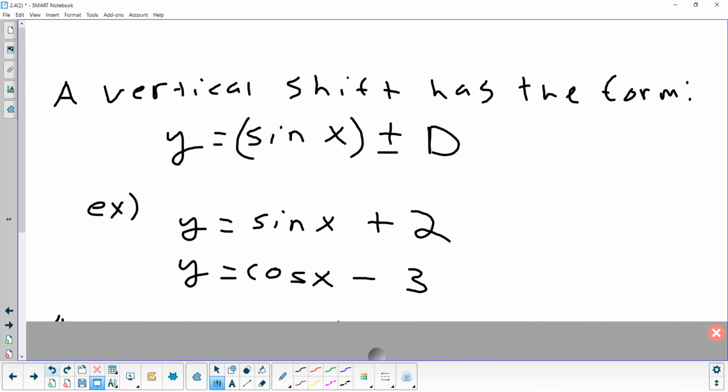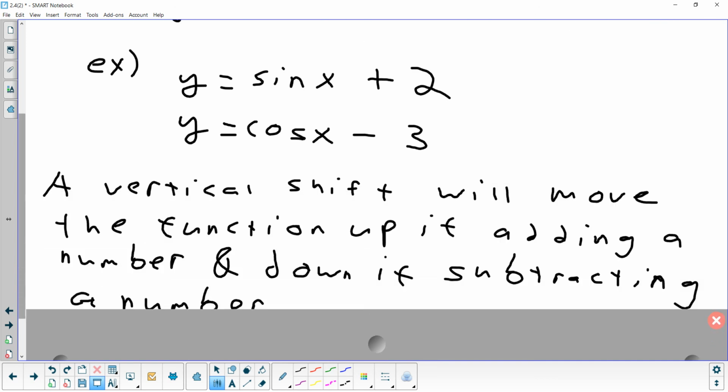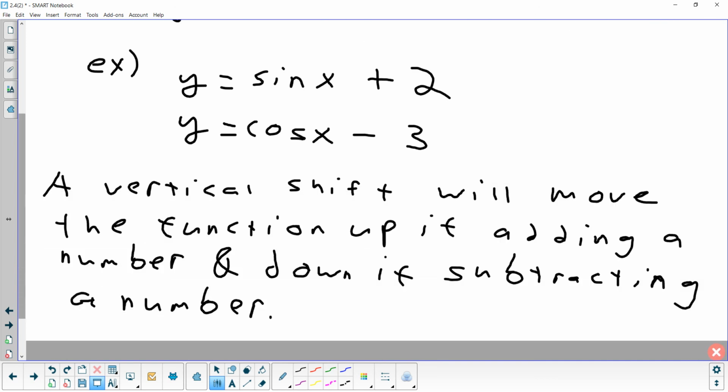There's another example of a vertical shift. So when we shift, we know there are 2 directions we can go. Yesterday was left and right. Today this is up and down. What do you think sine of x plus 2 is going to do? Shift it up or shift it down? It is up. So yesterday it was the opposite of what you would think. Today it's not. Plus is up, minus is down. Okay, so a vertical shift will move it up if you add, down if you subtract.